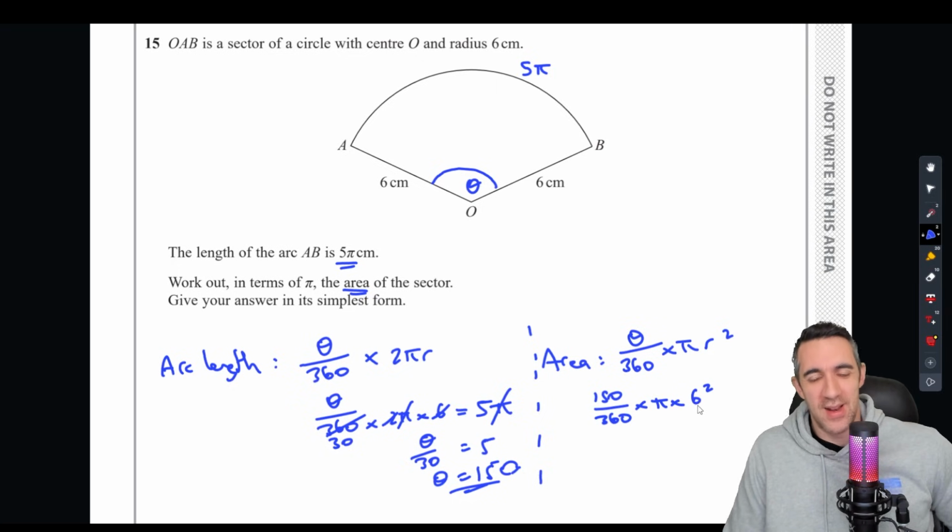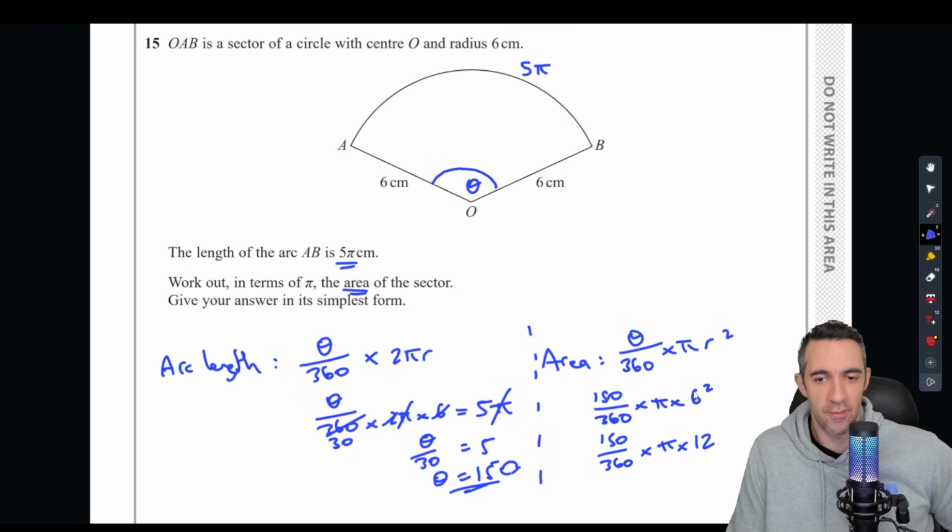Ooh, let's go classic, like year 7 error. 6 squared is 12. Let's do that. So 150 over 360 times pi times 12. So I wrote my correct version first. Remember, I want to get that 3rd mark, and I think it's going to be something there. And then I've made an error here. So then that gets me 30, and I get 5 pi. Now, that's the same as the arc length.